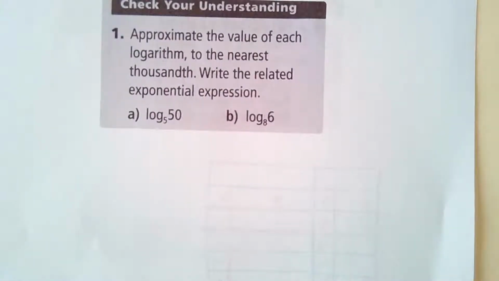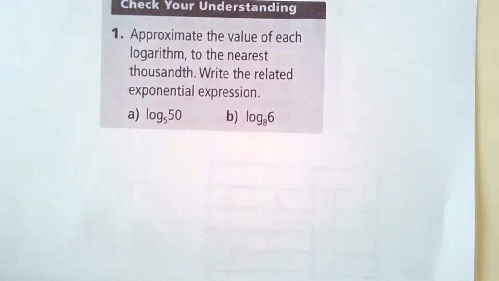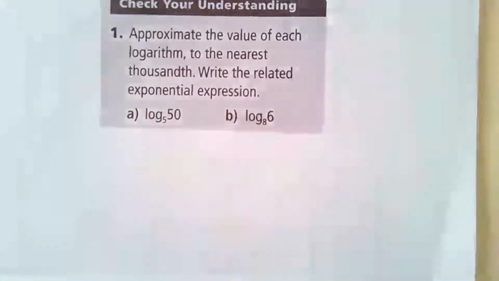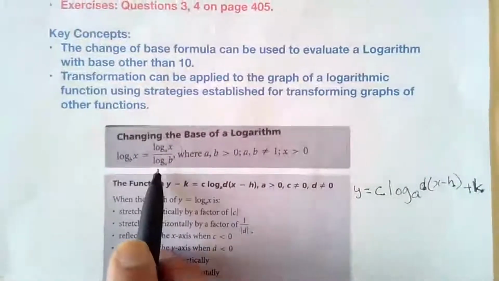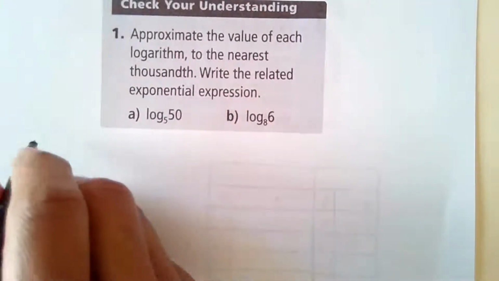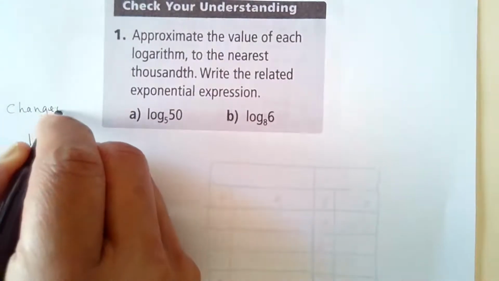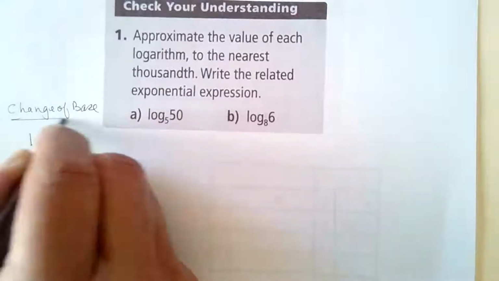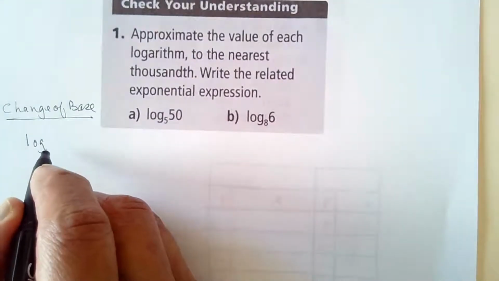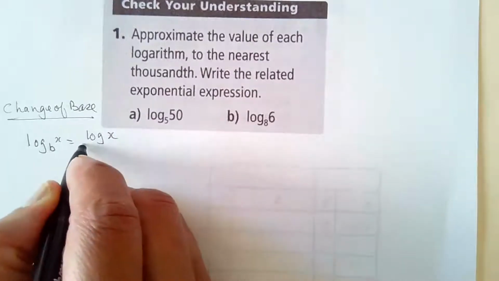Approximate the value of each log to the nearest thousandth. Write a related exponential expression. So let's look at the first one. Remember, this is using the change of base formula. Let's remind ourselves what it is. The change of base formula: log base b of x is equal to log x over log b.